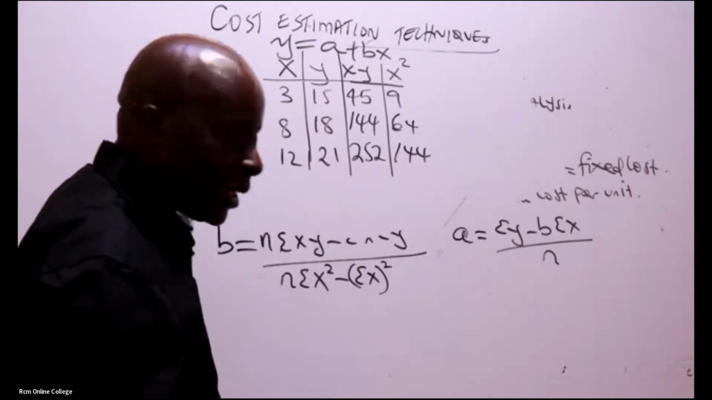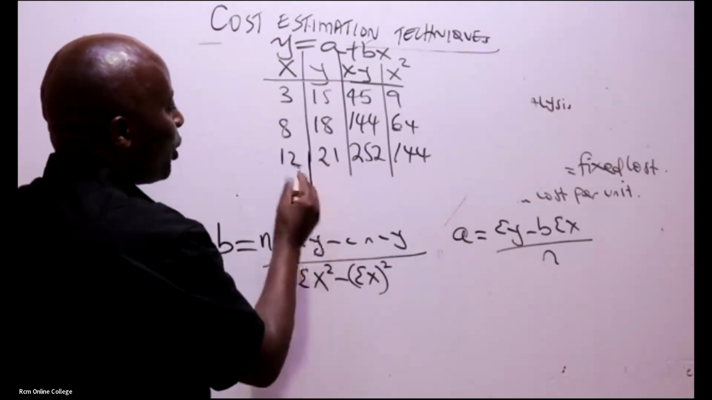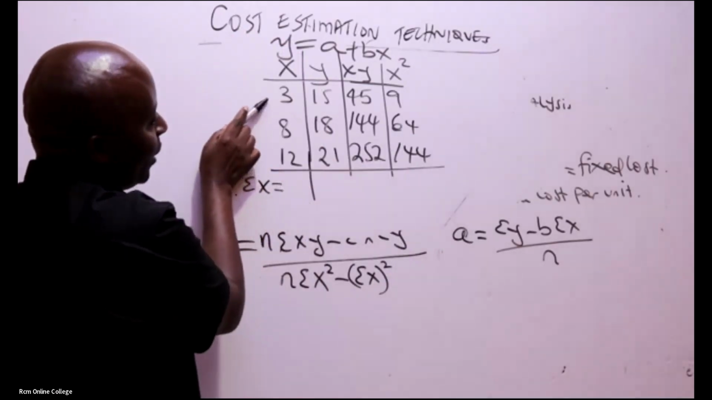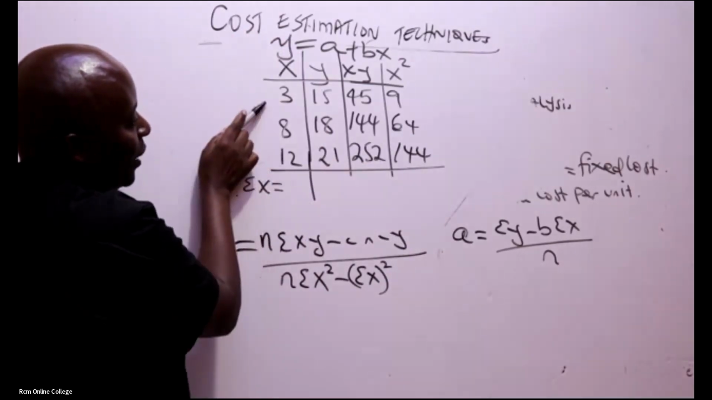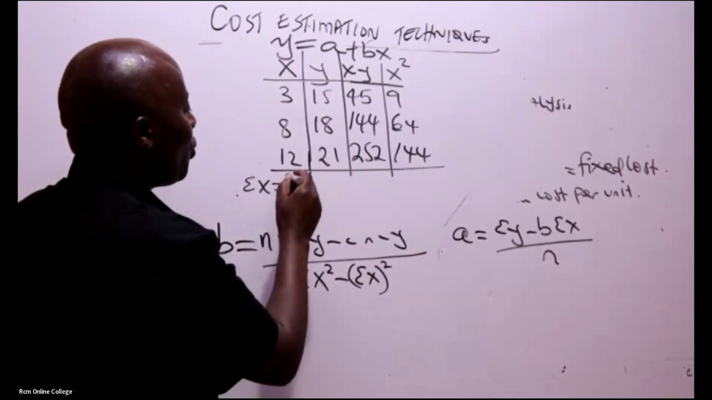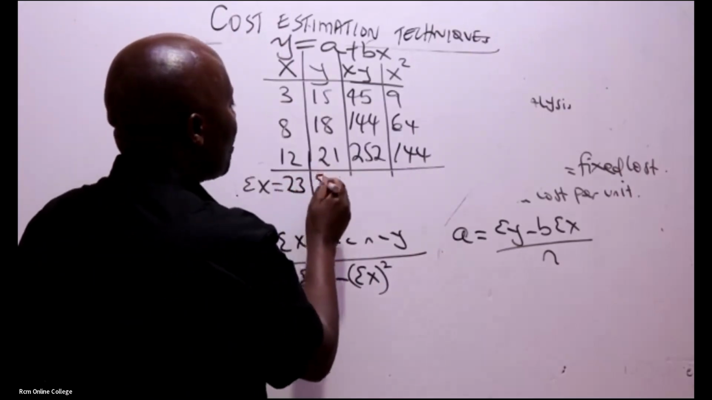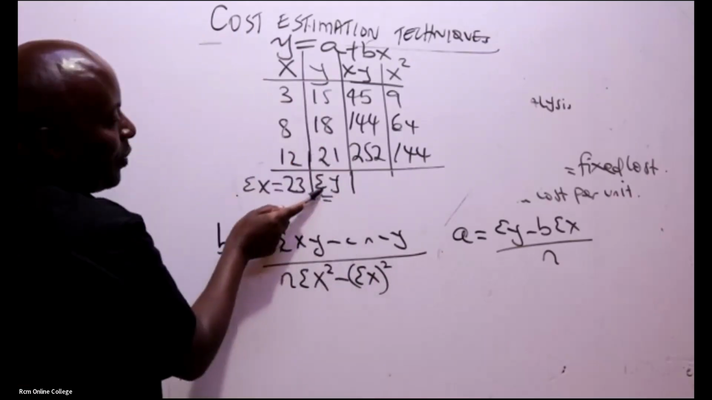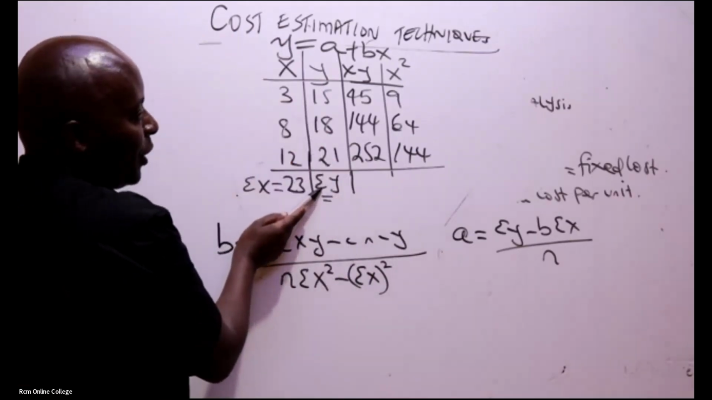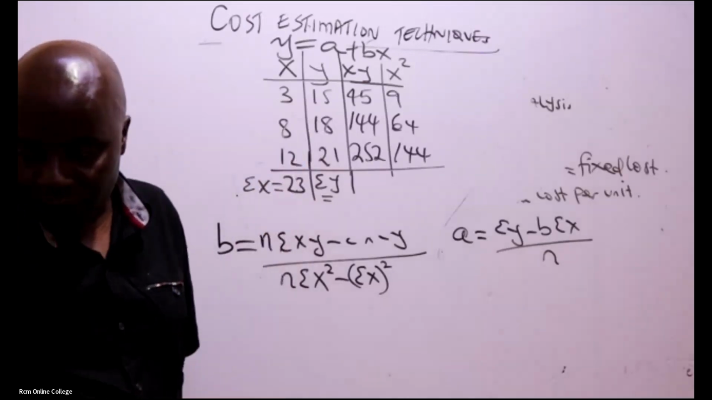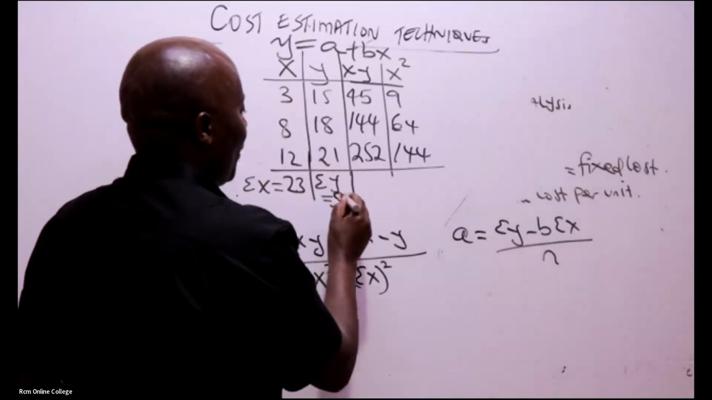So go ahead and give us summations. Summation of x: is there somebody who can add this for us? It will be 11 plus 12, that gives us 23. How about summation of y? Please add everything and write what I'm writing here. Summation of y, it's important. This will be 15 plus 18 plus 21, which gives us 54.